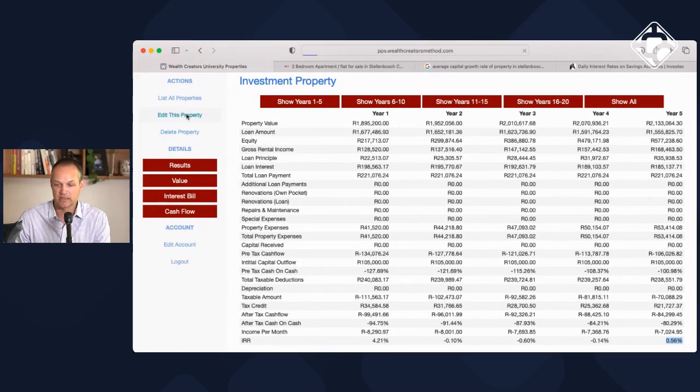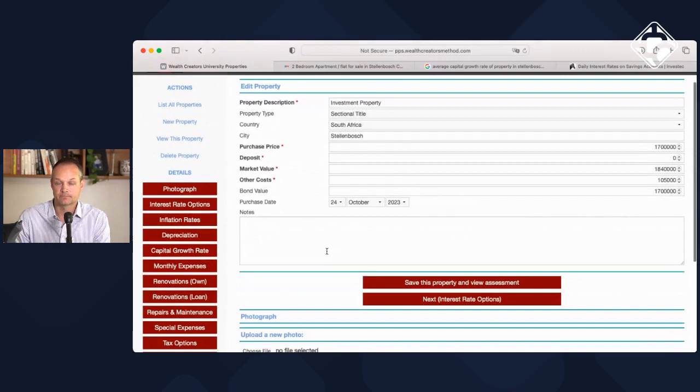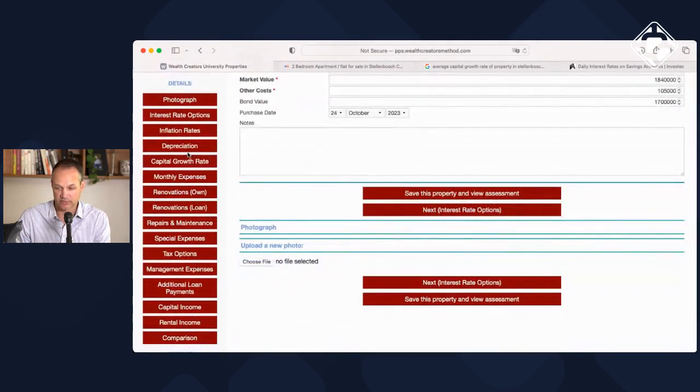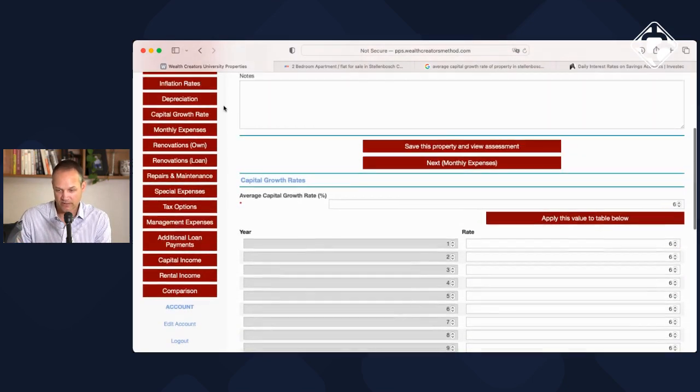So please make sure that you do proper analysis in terms of this capital growth rate, and that you invest in the right area. So I'm going to change that back to 6%. Let's see which of the other variables are still the important ones.